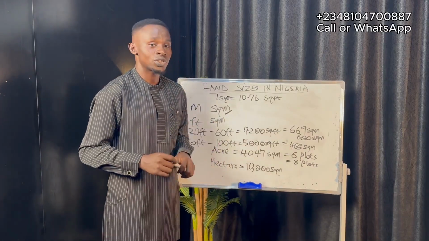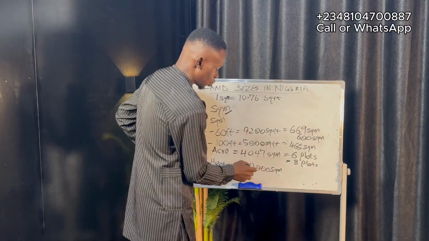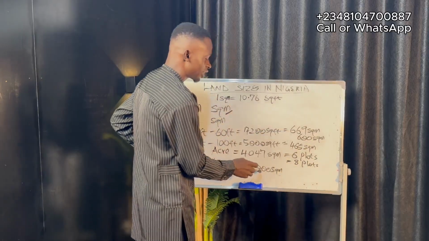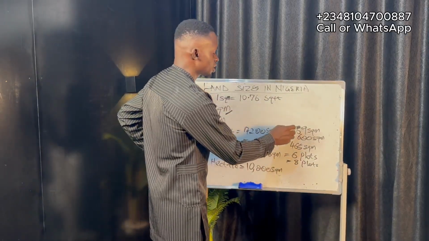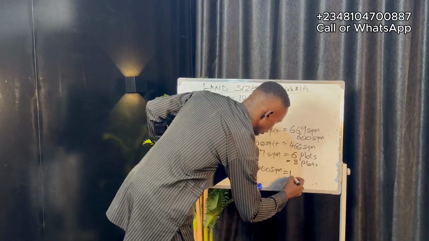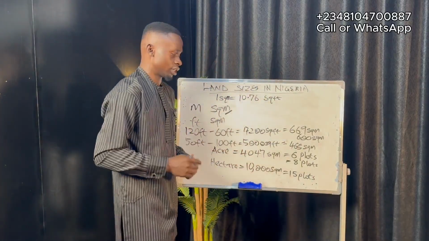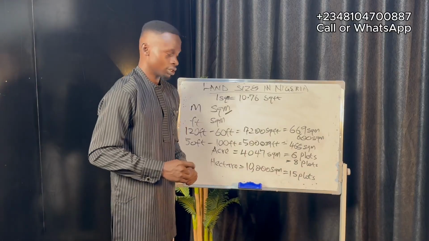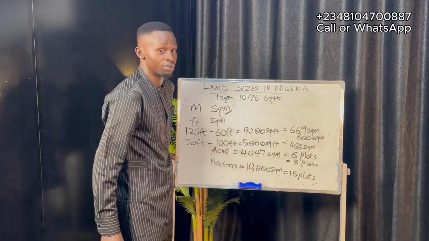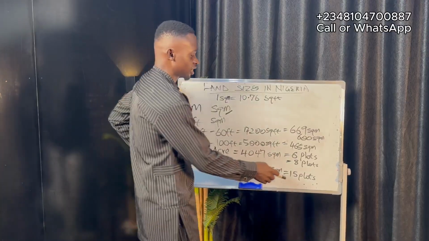But when you bring it down to Nigeria, places like Lagos, let's use Lagos as an instance, we're going to divide this 10,000 by 669 square meters. When you divide 10,000 square meters by 669 square meters, it is going to give you around 15 plots of land. So this is what you get if you do the math. A hectare globally is recognized as 10,000 square meters, but right here in Nigeria, using Lagos as an instance, we're getting 15 plots of land.